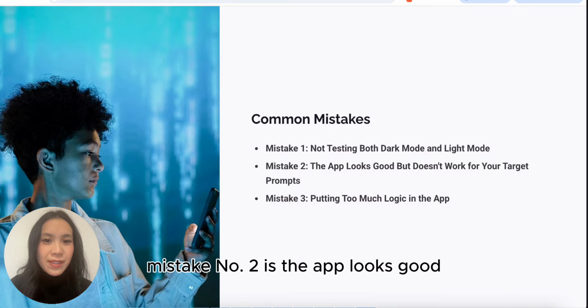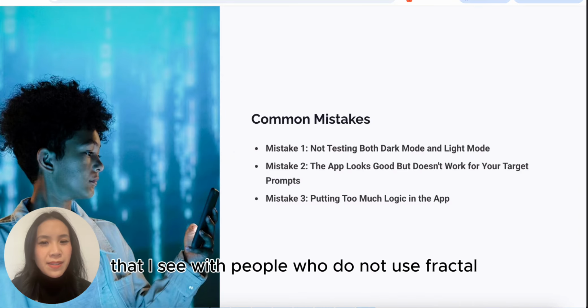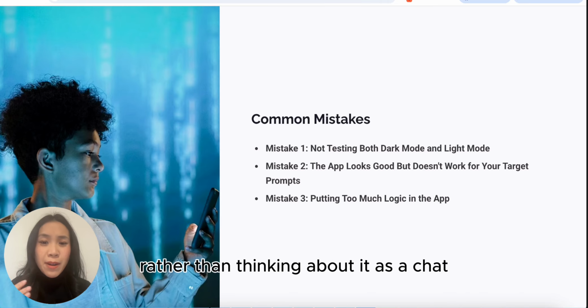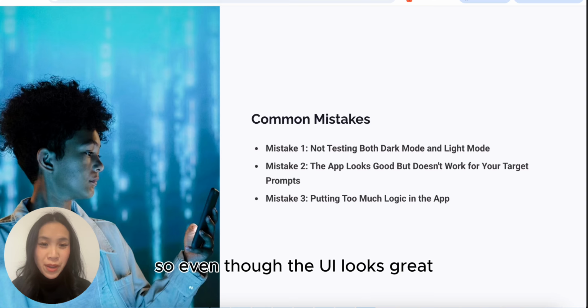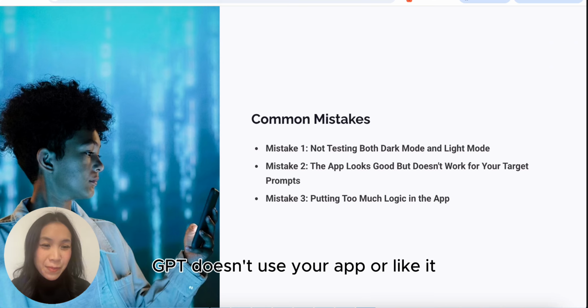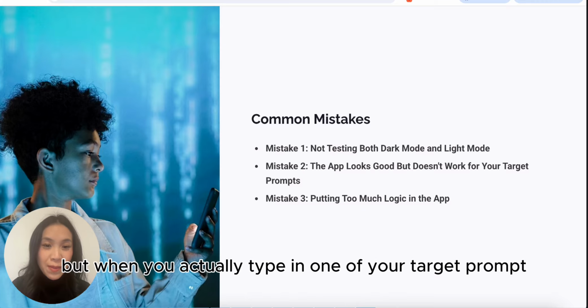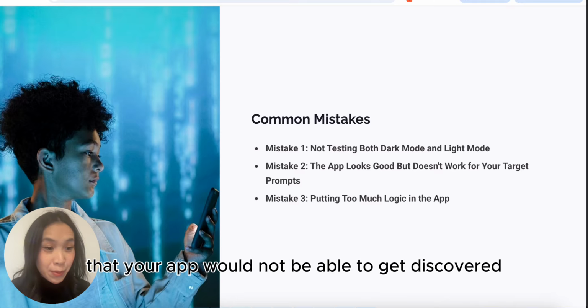Mistake number 2 is the app looks good, but it doesn't work for your target prompts. This is the number one mistake that I see with people who do not use Fractal. They think of ChatGPT apps as just a wrapper for their API, rather than thinking about it as a chat-first experience. So even though the UI looks great, when you actually type in one of your target prompts, ChatGPT doesn't use your app, or it uses your app in a way that you do not expect. And that means that your app would not be able to get discovered.